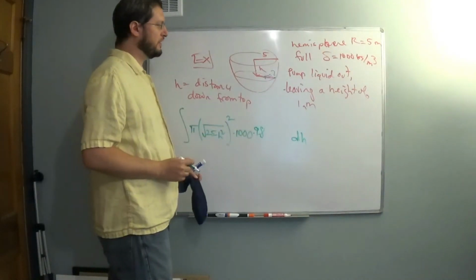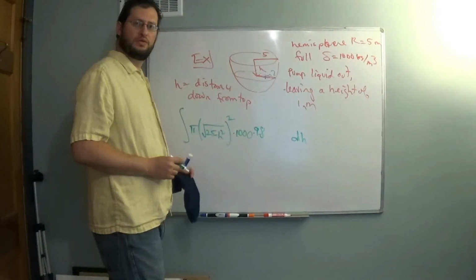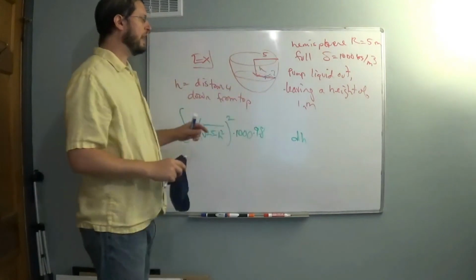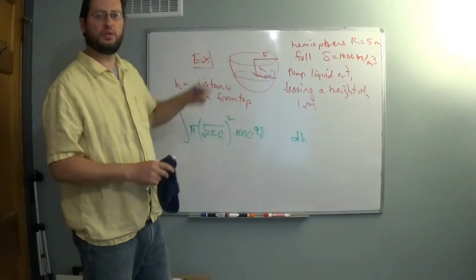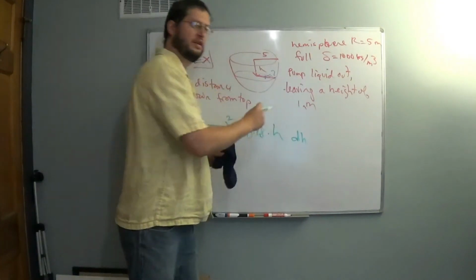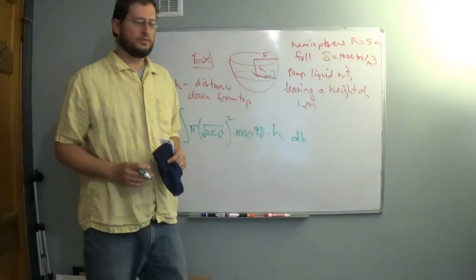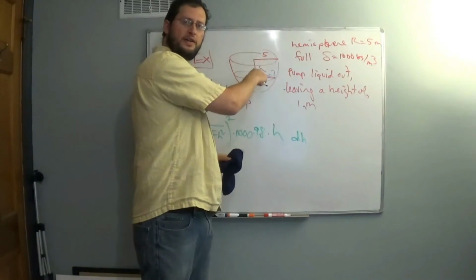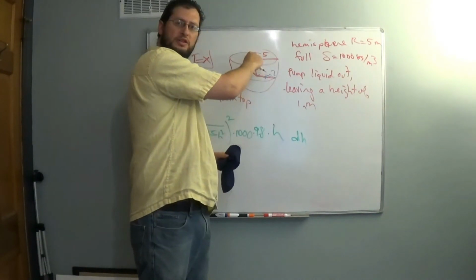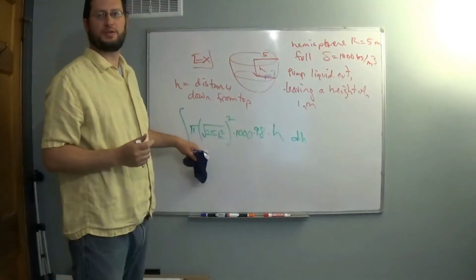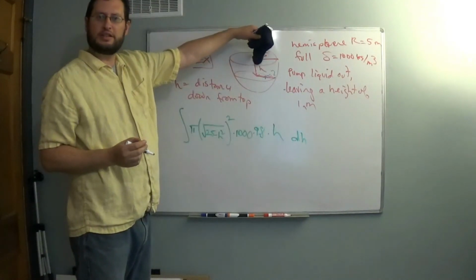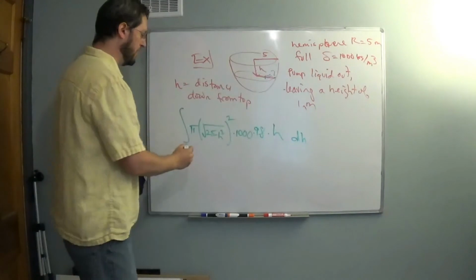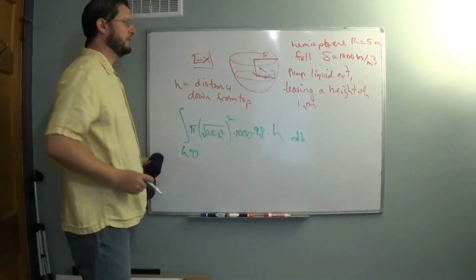So now we have force. All that's left is the distance. How far does this slice move? Well, as we wrote this out as h is the distance from the top, this slice moves h units. Okay, so if this is h units down from the top, the slice has to move h units. The only trouble then is what are the limits of integration. So we want to know what is h at the very first slice. Well, the very first slice corresponds to the top, which is h equals 0.